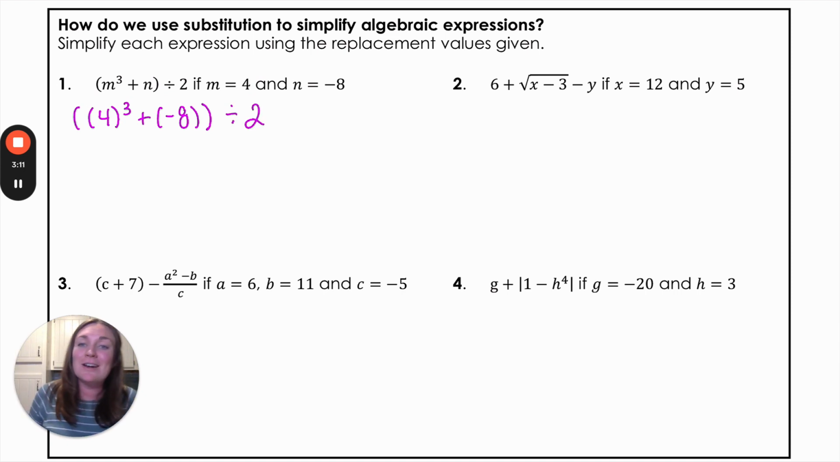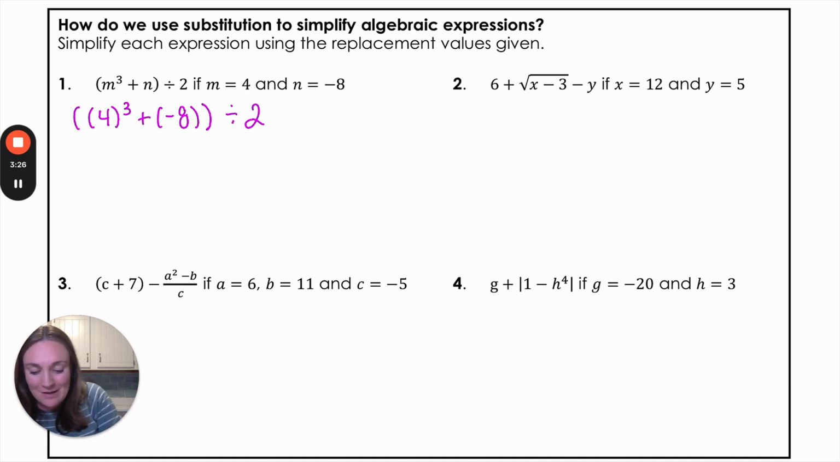All right, so from here, this is a skill that on the SOL we get a calculator for, so you could pause here, go type this into Desmos, which I'll show you in a minute, or we can go through and do the order of operations, so however your teacher would like you to do that. Just for fun, we're going to go through and do the order of operations together.